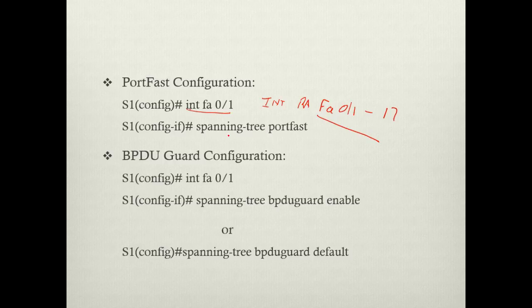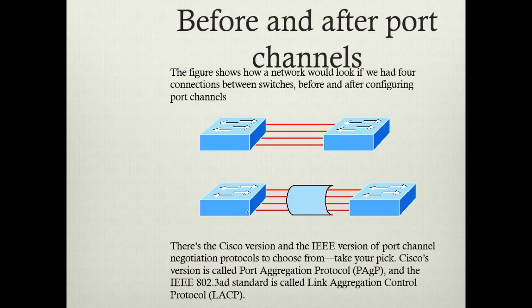And then BPDU Guard: spanning-tree portfast bpduguard default puts it on all of the ports that are not trunk ports. Or you can do a range or an individual interface with those things.